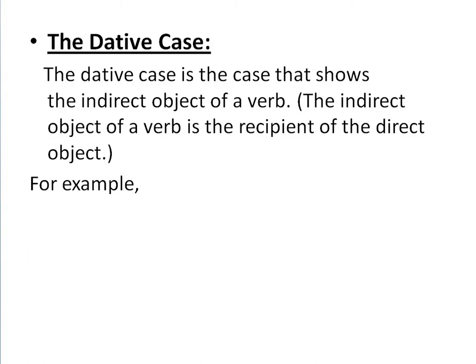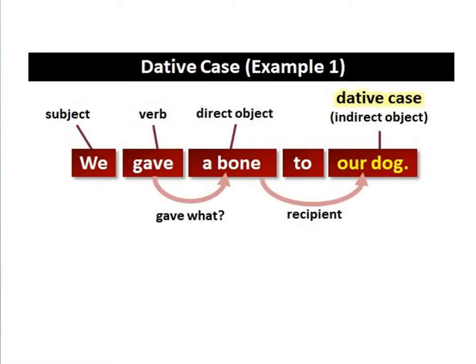The dative case is the case that shows the indirect object of a verb. So the accusative case is associated with the direct object of the verb, and the dative case is associated with the indirect object of a verb. The indirect object of a verb is the recipient of the direct object. The direct object is the recipient of a verb, whereas the indirect object is the recipient of the direct object. So let's take an example. We gave a bone to our dog. We is the subject, it is the nominative case.